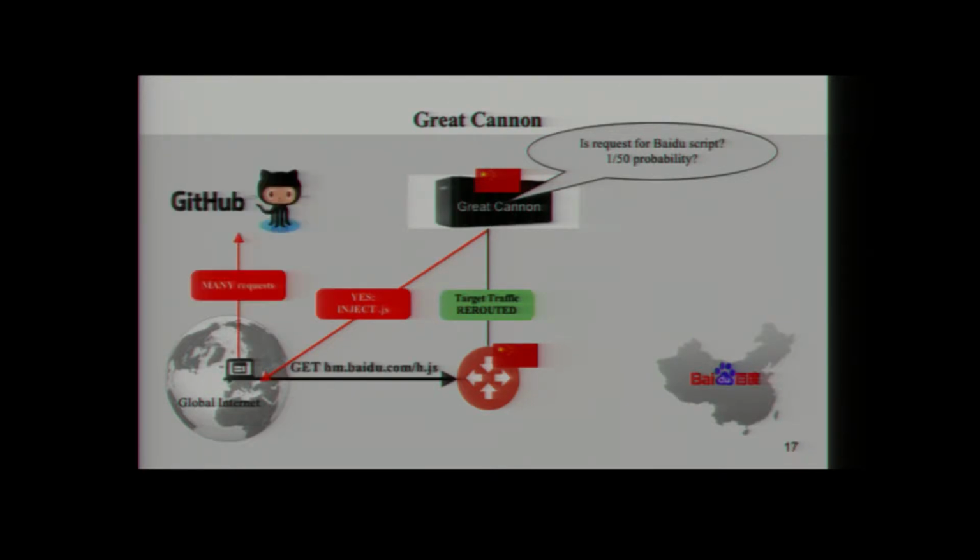And then this JavaScript would launch requests to GitHub. In an aggregated way, GitHub would receive millions of requests at a time, and therefore they were down for 3 hours till they figured out how to deal with it.